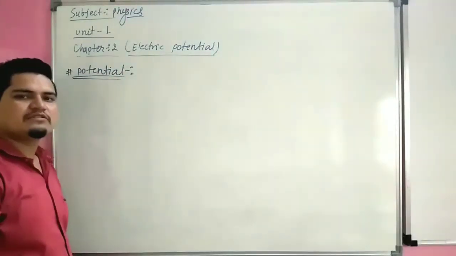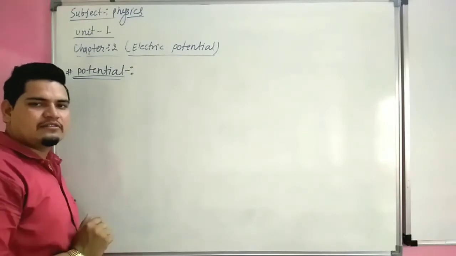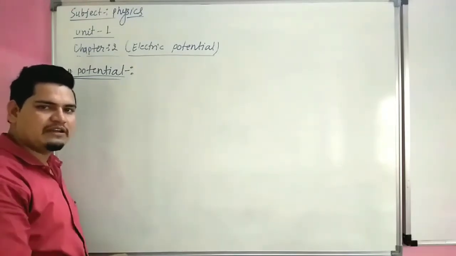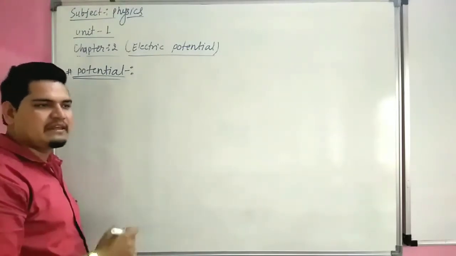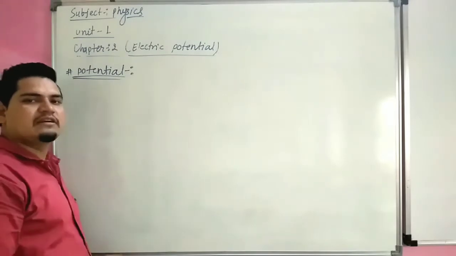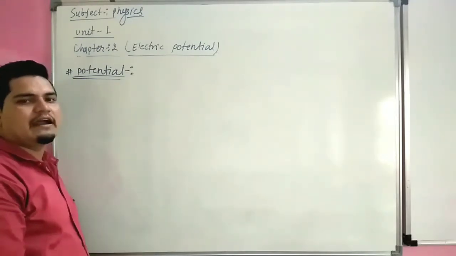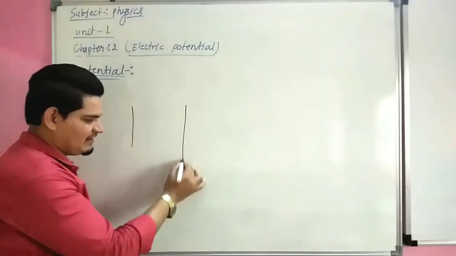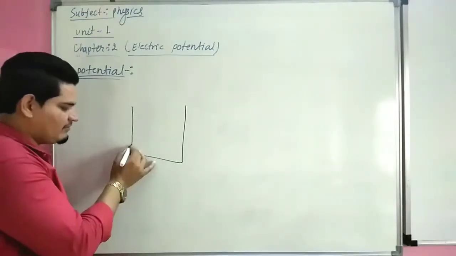What is potential? The definition of potential is the work done in bringing a unit positive charge from infinity to a point in an electric field. Potential in electricity is the same sense as liquid level in hydrostatics. I can explain with an example.